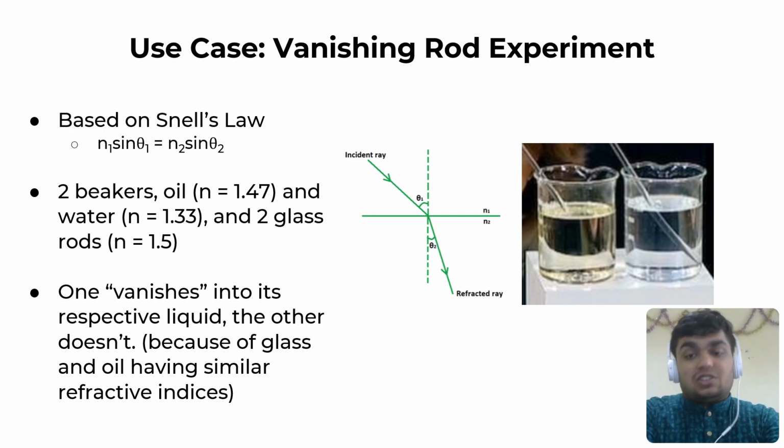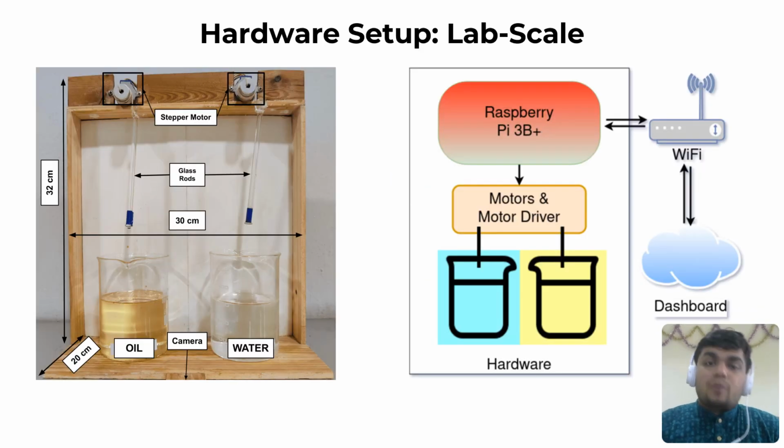Whereas that's not the case with water and glass. To perform the vanishing rod experiment, a lab scale setup is created. This setup is controlled by a Raspberry Pi, which is connected to two stepper motors and the respective motor drivers, one for each rod to drop and pull the rods at will.